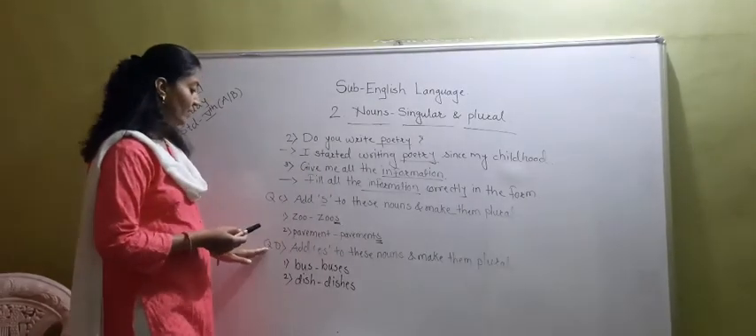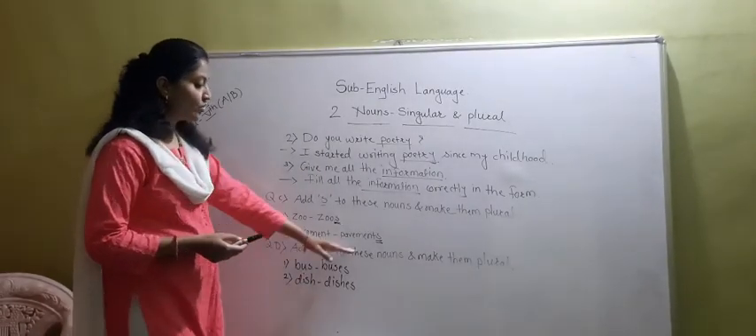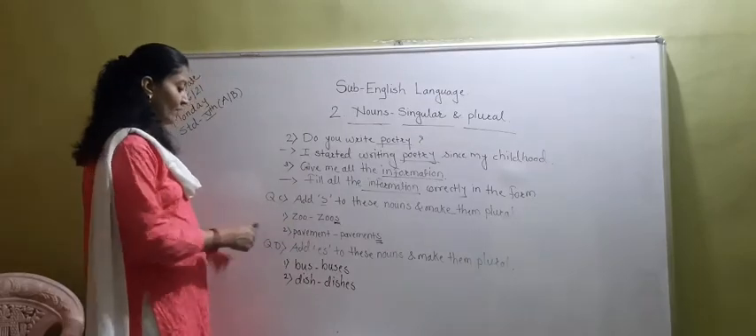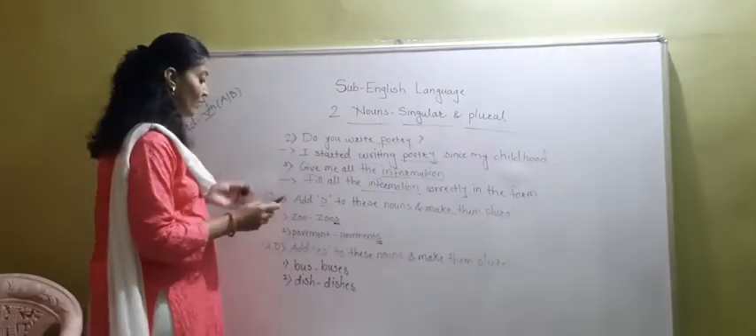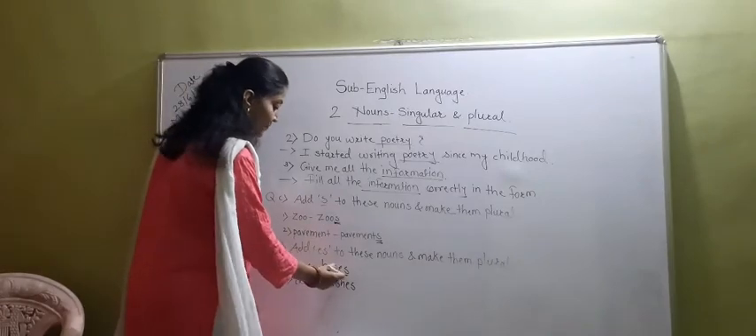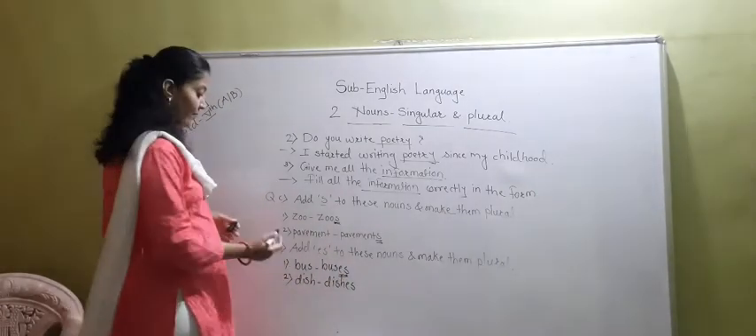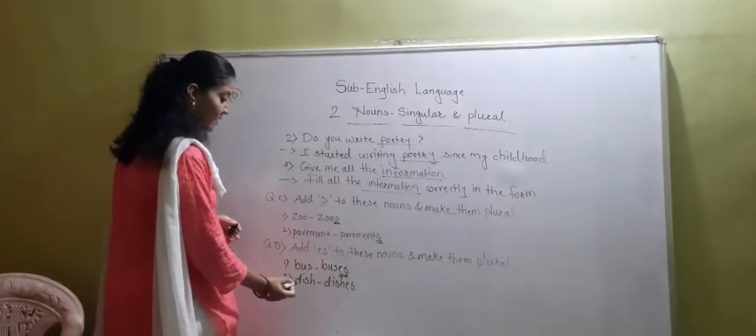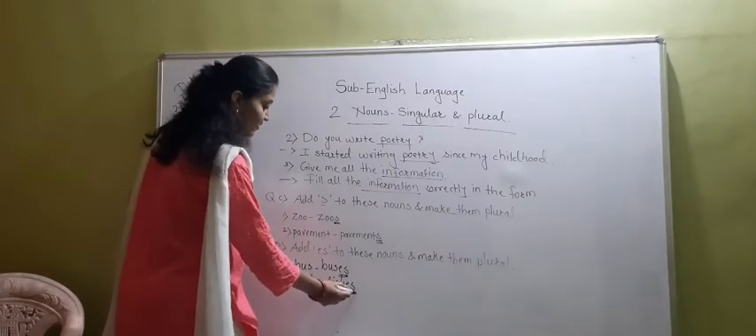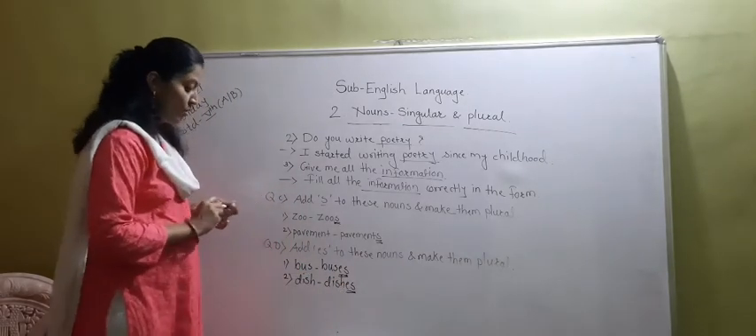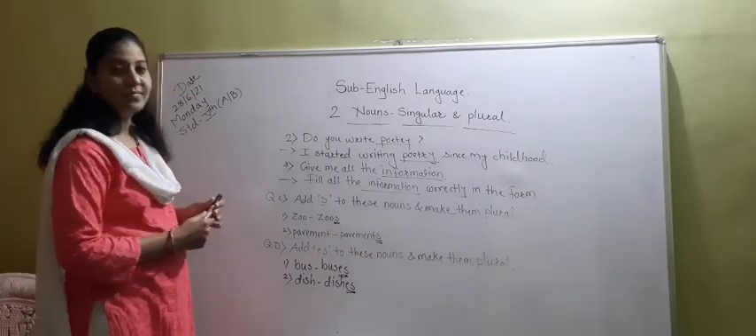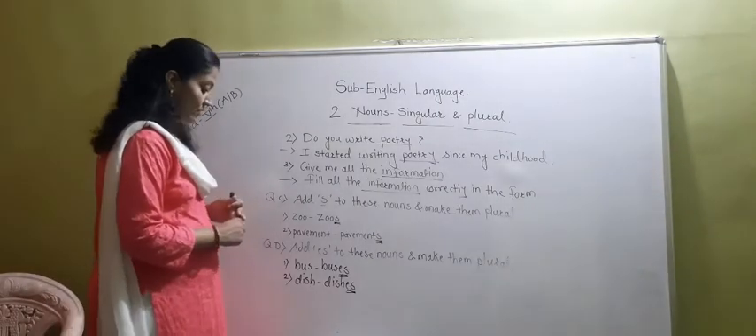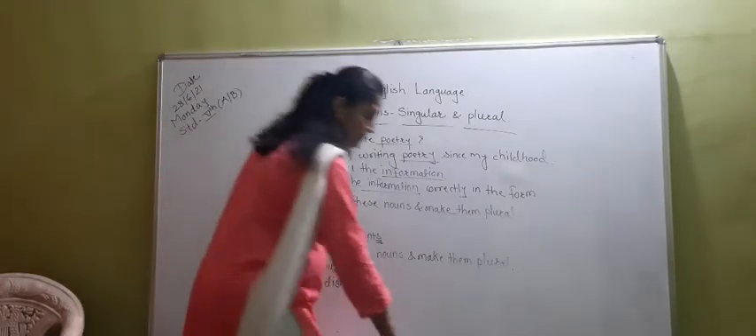Then question number D. Add es to these nouns and make them plural. First example is bus. Only one thing you have to do, that you have to add es to the words and make them plural. Bus, buses. Dish, dishes. Like this. Now only one question is remaining, that is question number E. Okay. Now look at question number E.